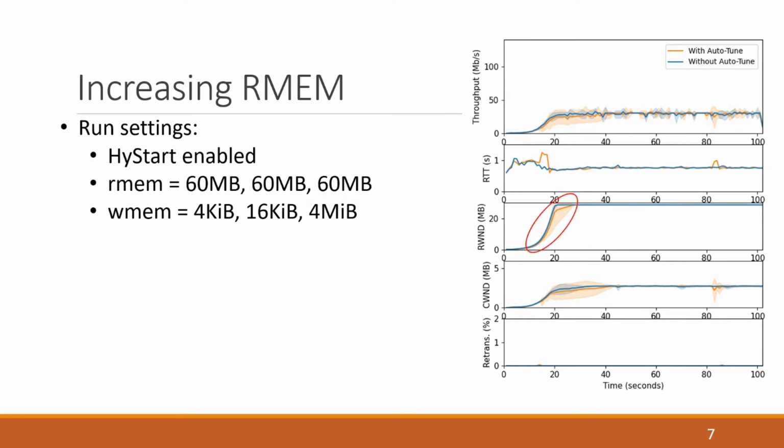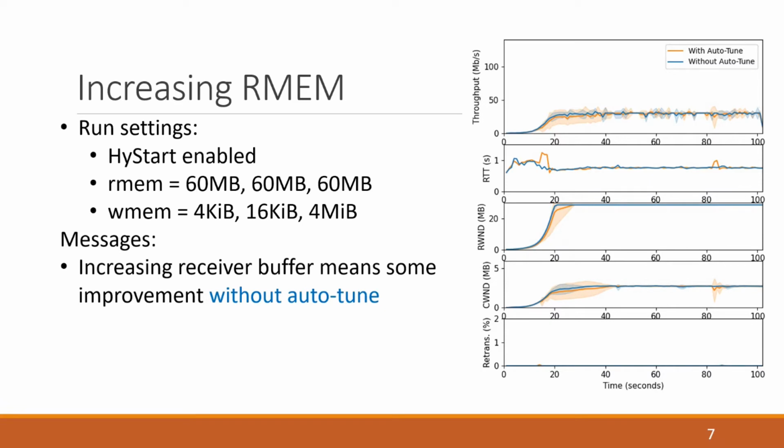We do notice, interestingly, that the receiver window that's advertised does grow more slowly with AutoTune enabled, and that's because it dynamically allocates that based on throughput. And so with low throughput, it doesn't increase the window very large until it needs to. So we don't see any performance impact because of this receiver window size.